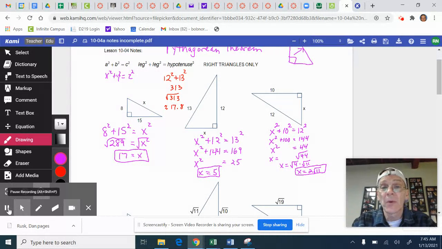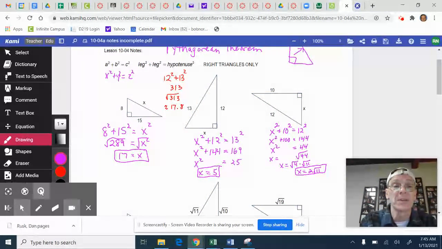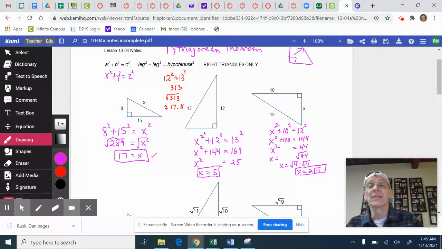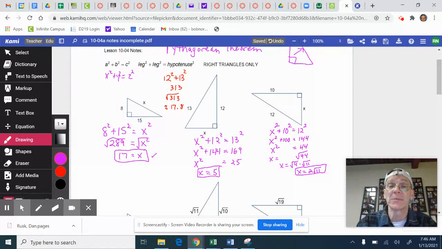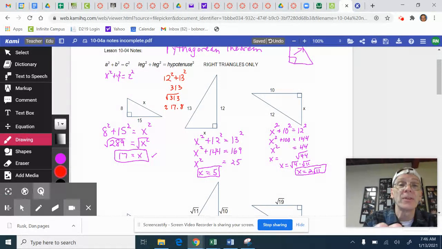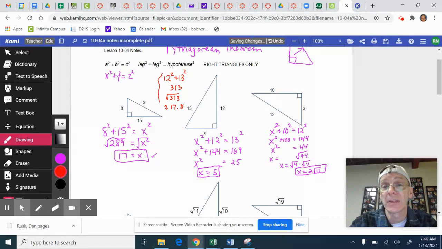All right, so here's my work for these three problems. Probably most, if not all of you, got the first one correct. X is equal to 17. My guess is that some number of you got incorrect answers for the second two problems for this particular reason. My guess is some of you did this sort of thing for number two. You added 12 squared and 13 squared.